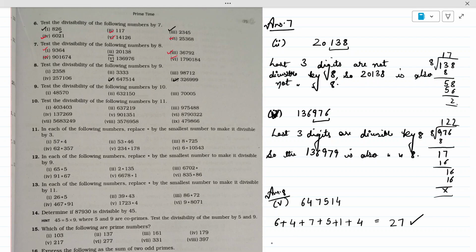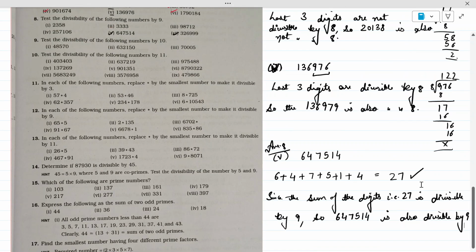So I'm writing here: since the sum of the digits, that is 27, is divisible by 9, 647514 is also divisible by 9.